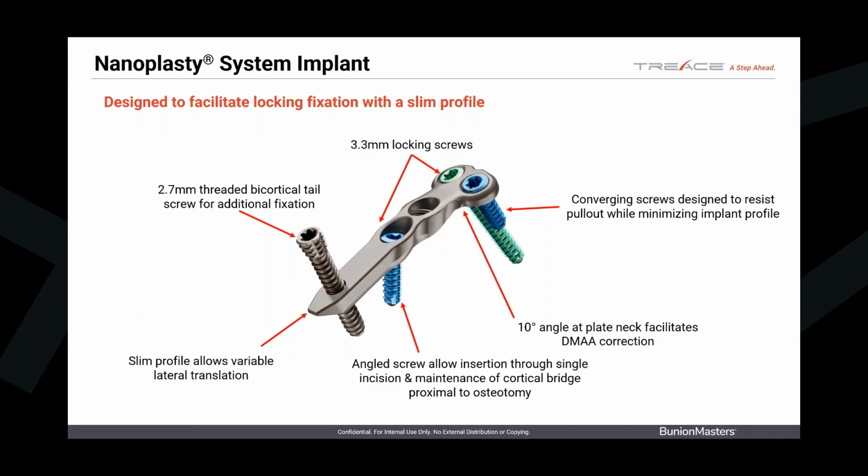So the plate has two converging screws in the head. They're locking screws within the plate. Because they're converging, we had to make one longer and one shorter so they don't bump each other out. The reason why they're converging is that it allows us to make the footprint of the metatarsal fixation smaller, so you didn't get any prominence either dorsally or plantarly or distally in the metatarsal head. We then have an angled locking screw in the shaft, and that holds security of the osteotomy in the proximal portion. And then we have a 2.7 threaded bicortical tail screw.